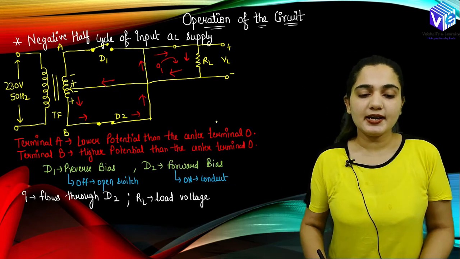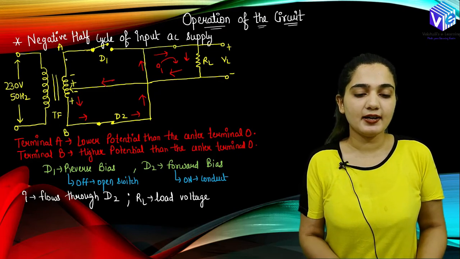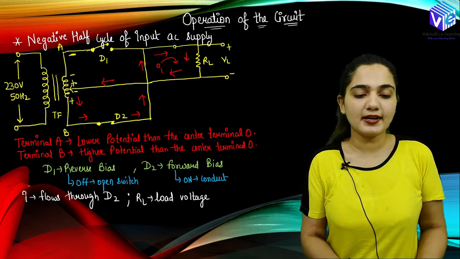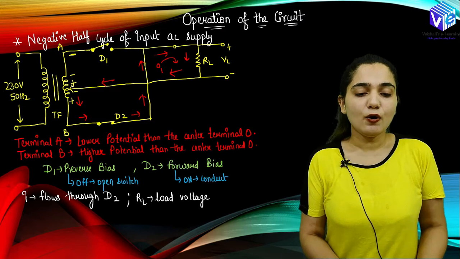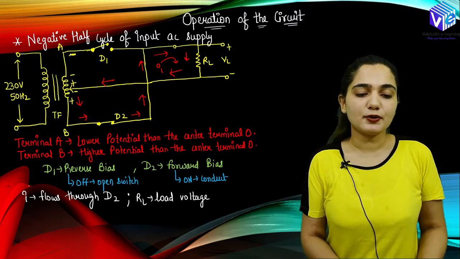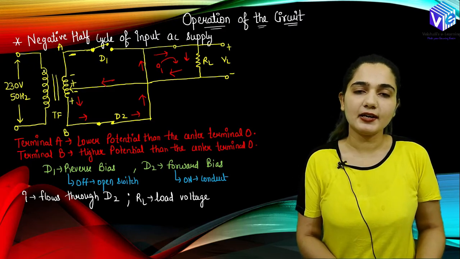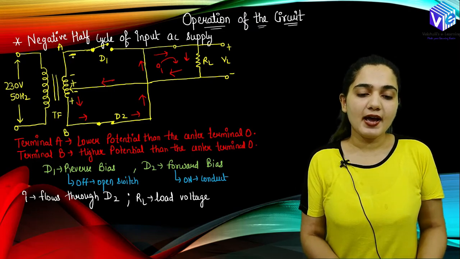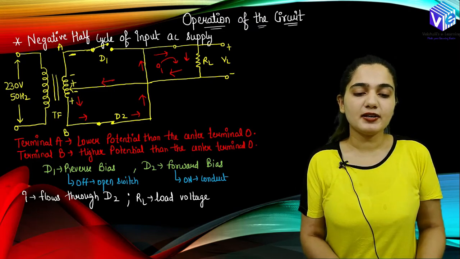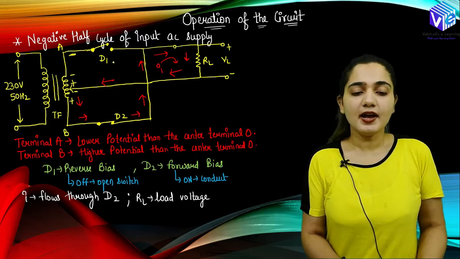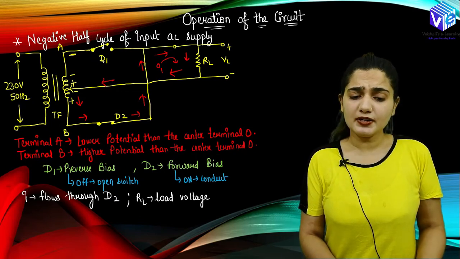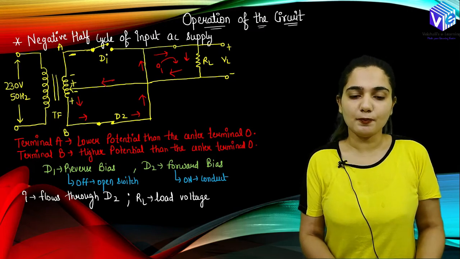So what happens in the negative half cycle? In the negative half cycle, I will be having A terminal more negative as compared to the O terminal. O terminal will be positive as compared to the A terminal, right? Here I have the negative half cycle. Now, when I have A terminal, which is negative terminal connected to the P side of the diode, D1 will be now in the open circuit and it will be in the reverse bias. Thus, it became the open circuit.